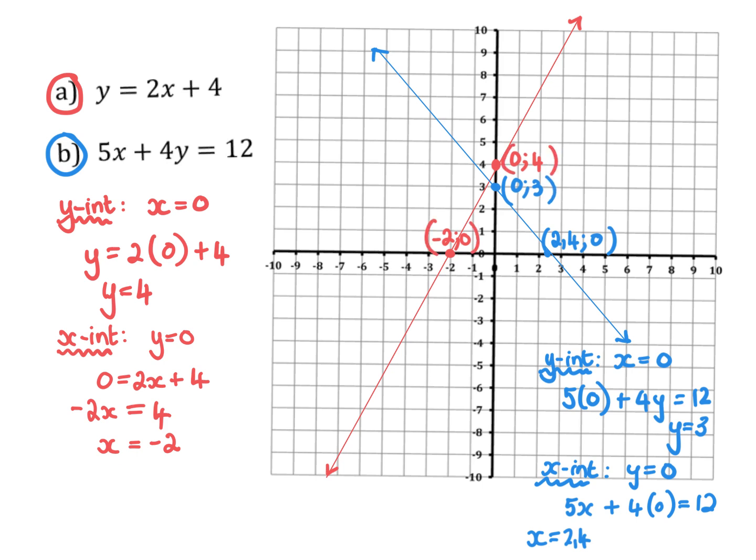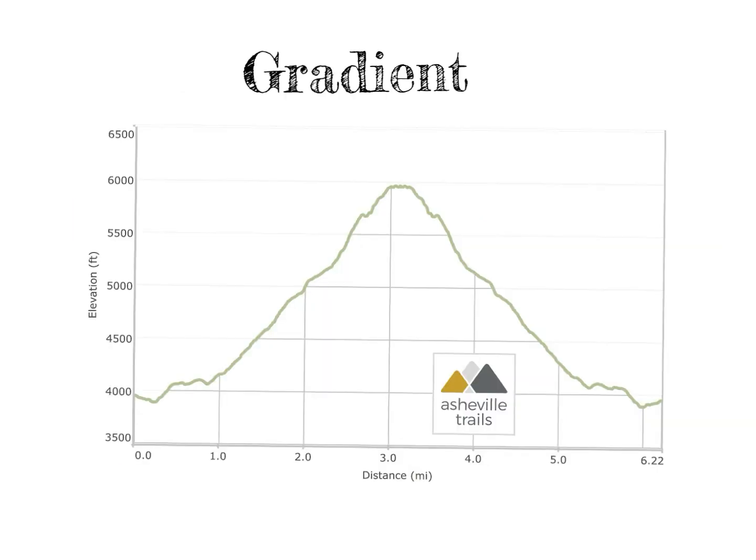So hopefully it's now clear how you can find the intercepts with the axes by substituting 0 into my formula. So x equal to 0 for the y-intercept and y equal to 0 for the x-intercept. In the previous example, you would have seen that the one line seems to go up and the other one seems to go down. This has to do with the gradient.